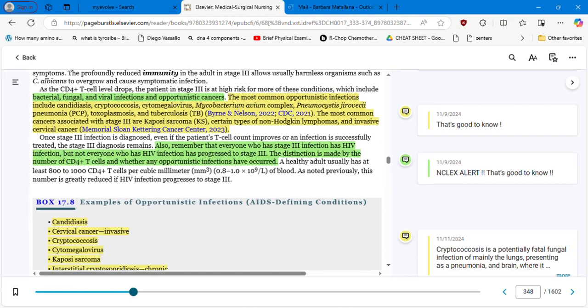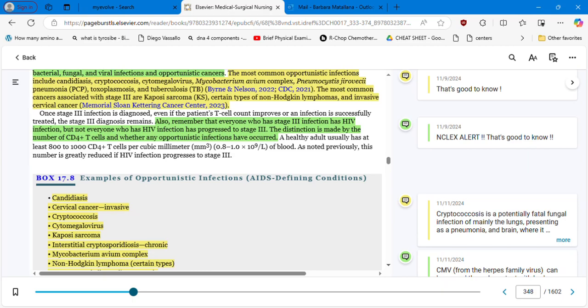Also remember that everyone who has a stage 3 infection has HIV, but not everyone with HIV infection has progressed to stage 3. The distinction is made by the number of CD4 T cells and whether any opportunistic infection has occurred.